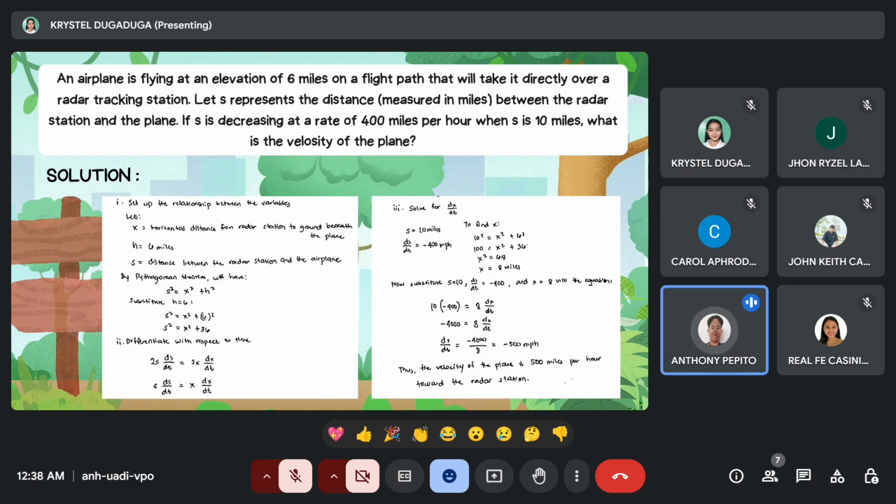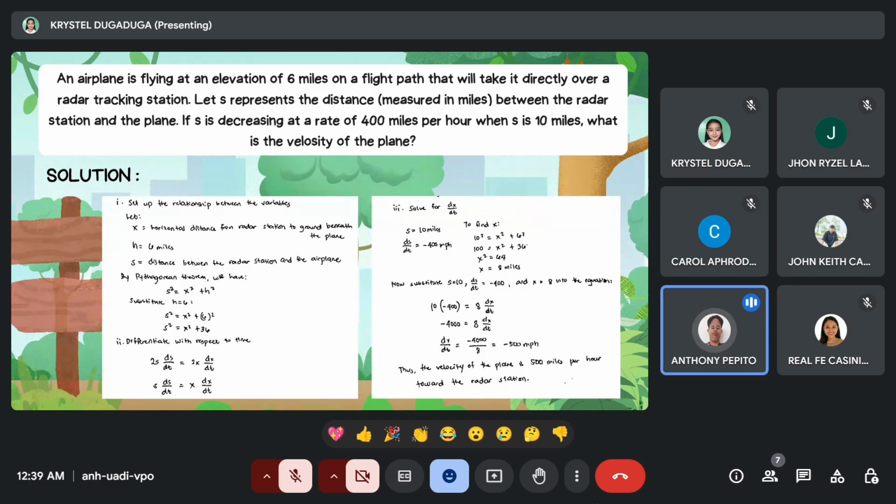Now we differentiate it with respect to time. So 2s times ds over dt is equal to 2x dx over dt. So we factor out the 2 there, so it becomes s times ds over dt is equal to x times dx over dt. So third, we need to solve for dx over dt. We know that s is equal to 10 miles and ds over dt is equal to negative 400 miles per hour. So first we need to solve for x.